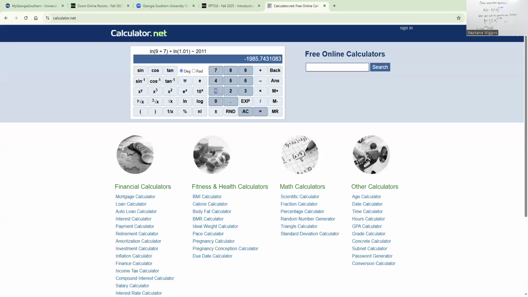Oh, plus 2011. I was wondering, what in the world? You're not supposed to subtract 2011, you're supposed to add 2011. Sorry about that. Okay, so here we go. We are in the year 2036 is when the population by this model should reach 9 billion.